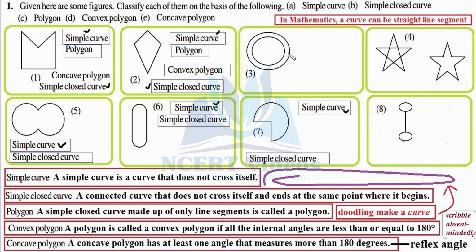This we do not have to watch because it is not a simple curve. So it cannot be a simple closed curve. Again here, this was not a simple curve. Therefore, it cannot be a simple closed curve.